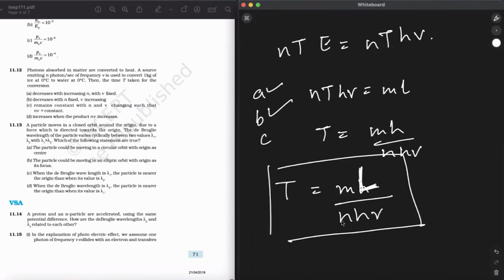P is constant when NV is constant. That part is correct. So T remains constant when NV is equal to constant. I think that is what they're asking. So option C is also correct. Now checking for option B. Increases when the product NV increases. So if the product NV increases, T will decrease. So the option is wrong.